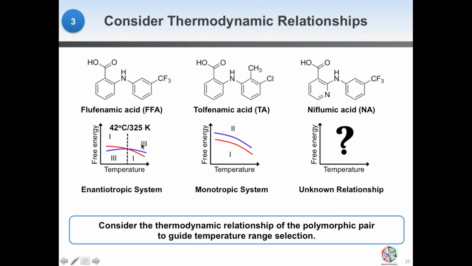acid form 1. The second system is a monotropically related system, tolfenamic acid, where tolfenamic acid form 1 is the thermodynamically stable form across the whole temperature range studied. And in our final system, niflumic acid, we have no reports on other polymorphs, and thus we don't know the thermodynamic relationships that this form might have relative to potentially other forms.